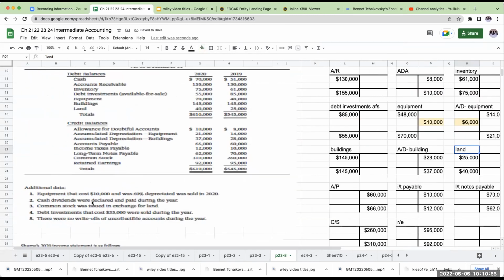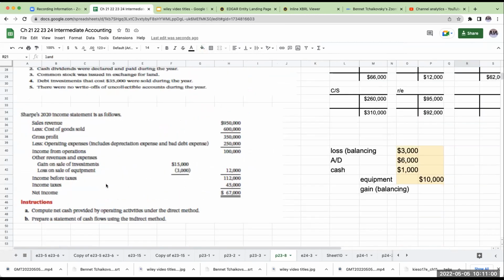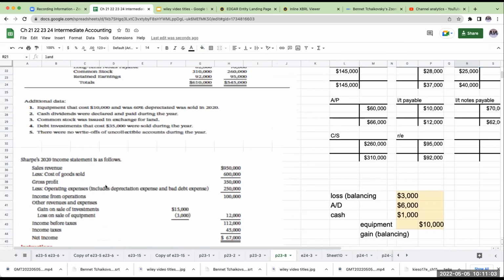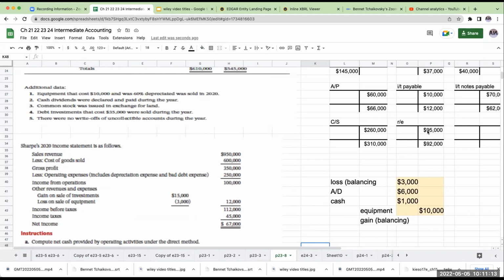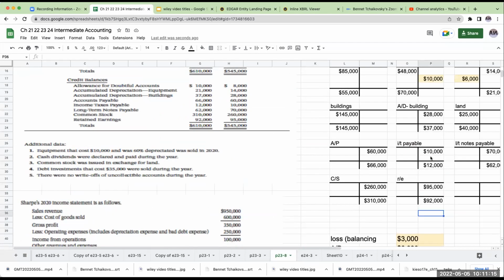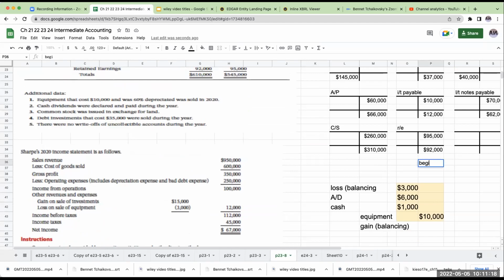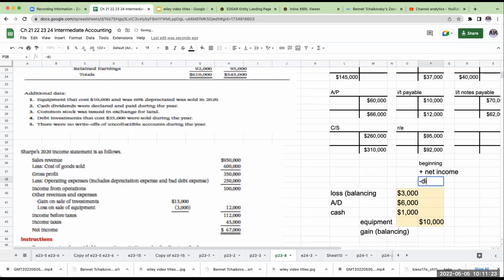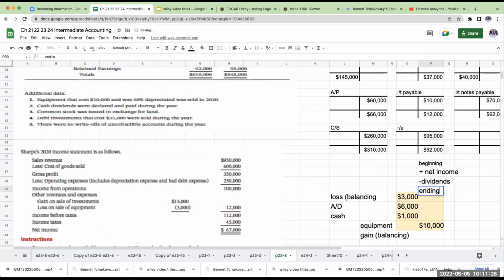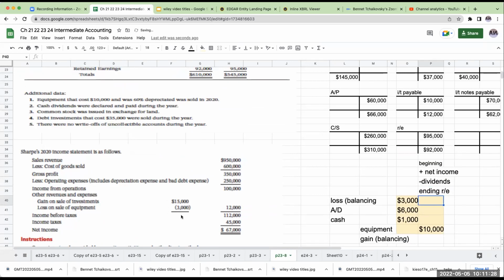Cash dividends were declared and paid during the year. Okay, so what I don't know, actually, what I do know is this. What was my net income? Okay, so right over here, if I'm looking at cash dividends, where would I go through and see this? Well, I would see over here beginning plus net income minus dividends is going to give me my ending retained earnings. So over here, let's go take a look at retained earnings.